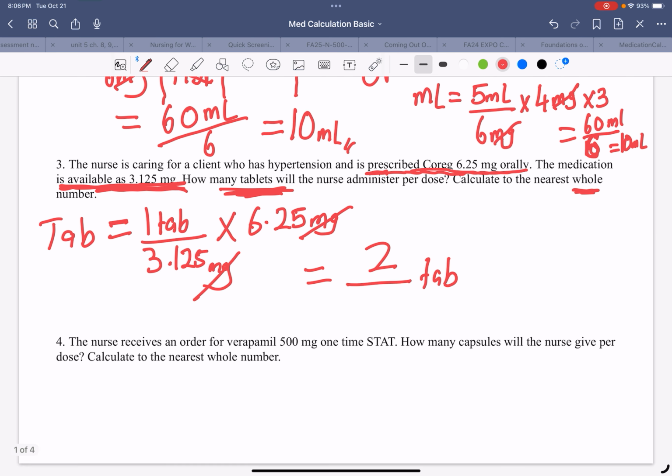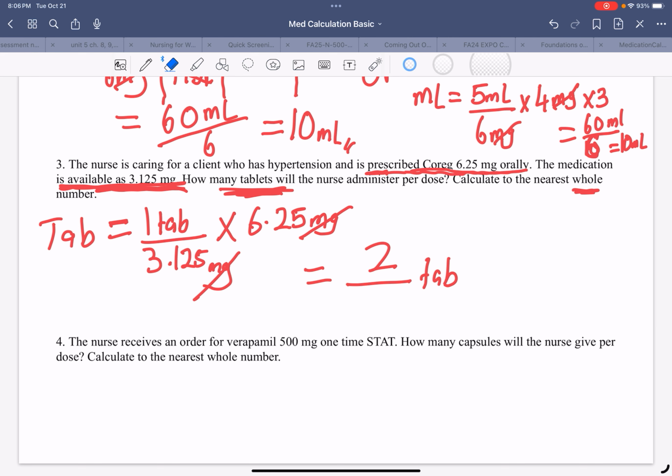All right, let's go on to the next one. So again, some of these questions might be straightforward and some of them might be a little bit challenging, just for you to really think about it. So then you can nice and see, does this make sense? One tab is 3.125. Then when we're doing 6.25, we expect the tablet to be a little bit higher. And that's why we have 2 tablets. All right, let's go ahead and do number 4.